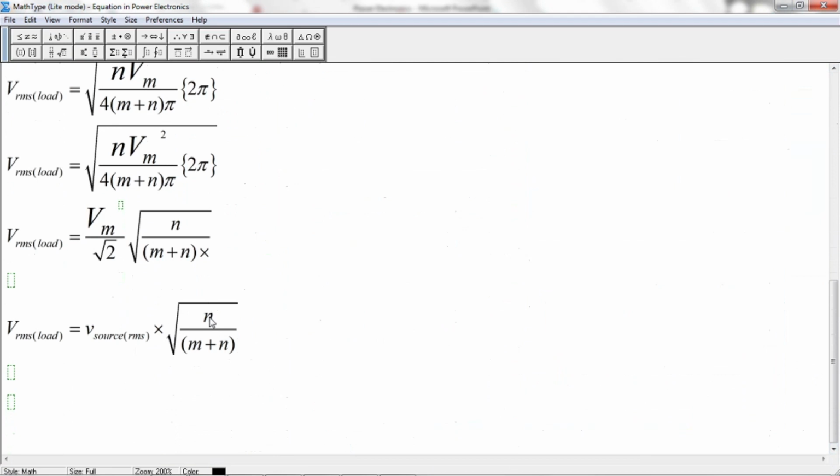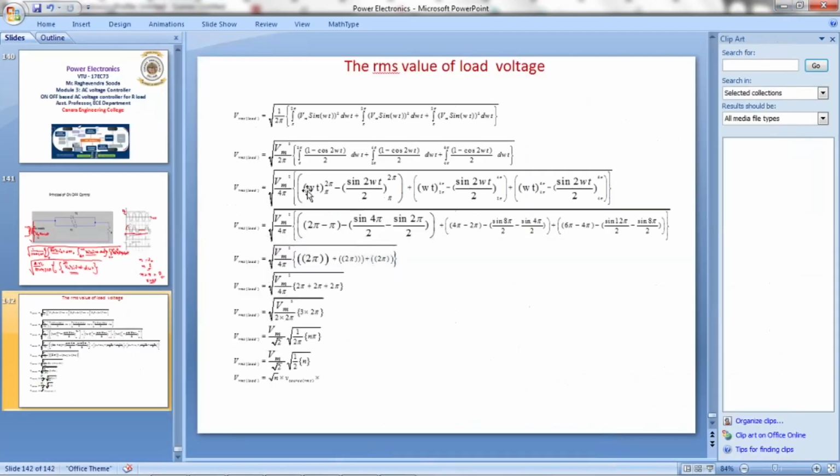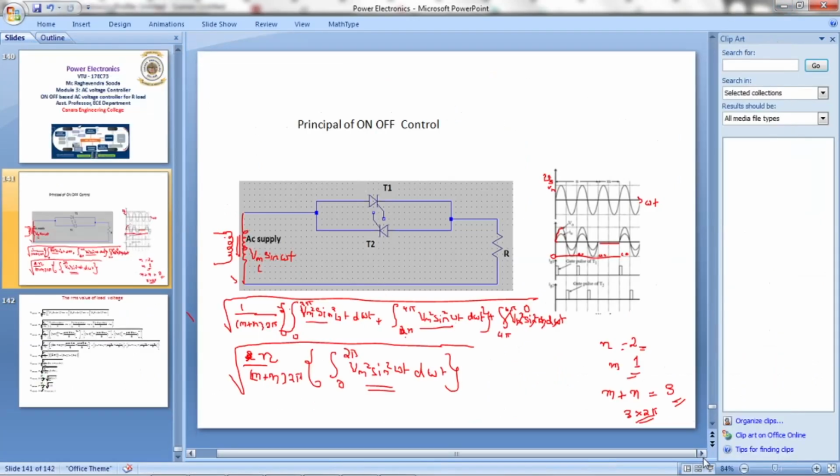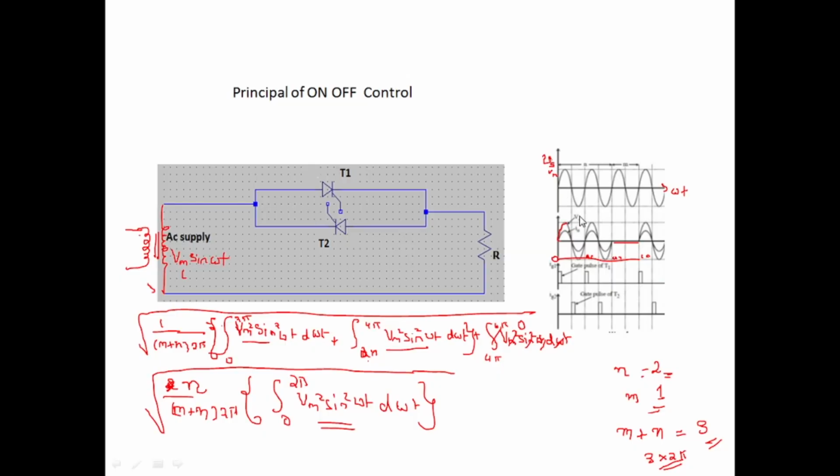So if you choose n is 1, m is 3, so 1 by 4. If you choose n is 3, means on cycle is 3, off cycle is 1, so 3 by 4. So by changing n and m values, I can change the RMS. Means by changing the number of on cycles, I can change the total RMS of the output which we are delivering.